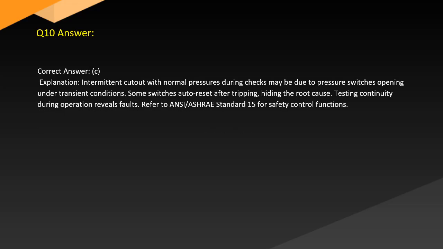Answer. Correct answer C. Explanation. Intermittent cutout with normal pressures during checks may be due to pressure switches opening under transient conditions. Some switches auto-reset after tripping, hiding the root cause. Testing continuity during operation reveals faults. Refer to ANSI Standard 15 for safety control functions.